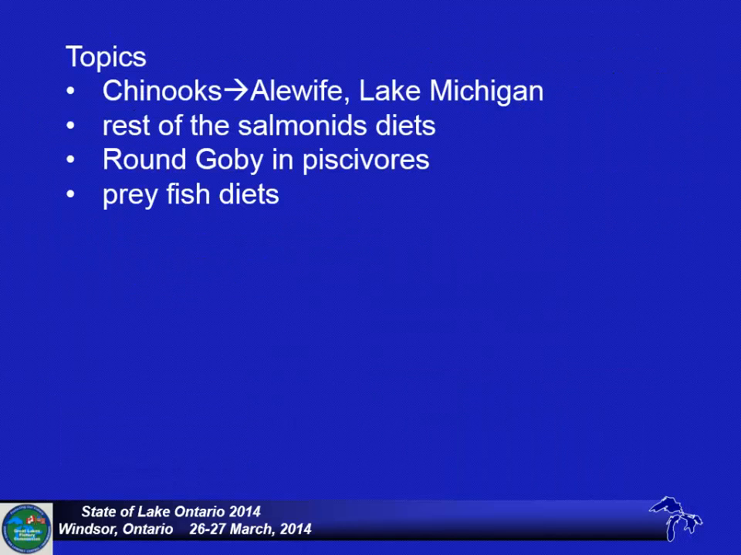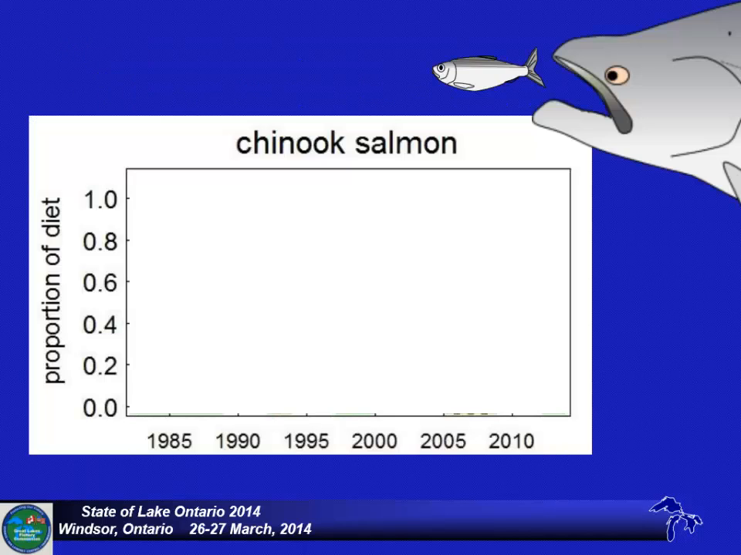So I'm going to hit on just a couple topics here, broad brush to the time series. I'm going to talk about the Chinook and alewife connection, and make some references to some recent work published in Lake Michigan. Talk about the rest of the salmonid diet and what those look like. Hit on round goby prevalence in piscivores and see where we think that food web connection is likely to be important, and then tie that more completely into prey fish diets.